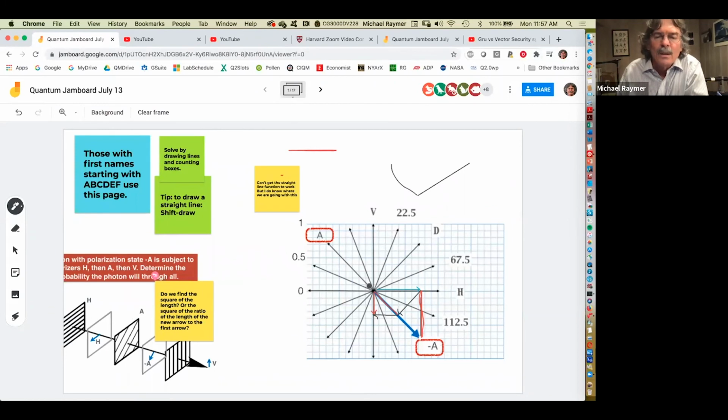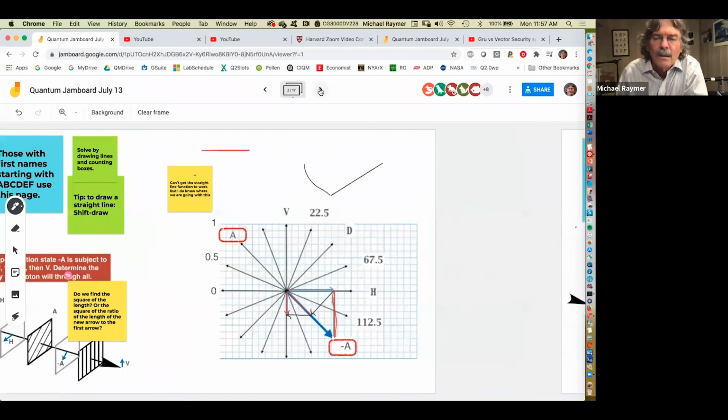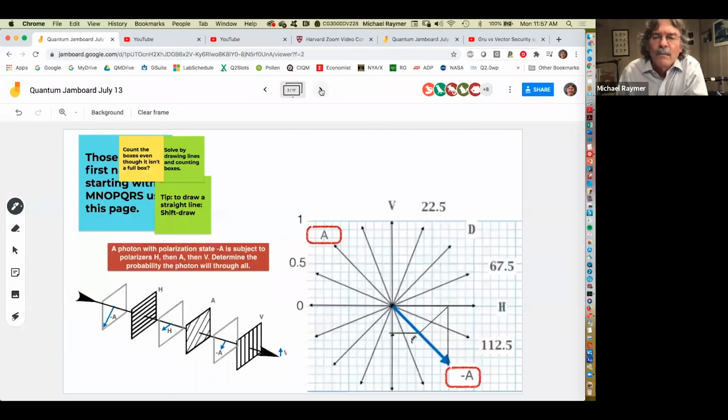Okay, on page 1, we have good drawings, but we don't have a calculation yet. So you need to measure the length of the arrow on the V axis and then square it to get the probability. Page 3, that's not correct. The length of the final V vector is, I'm going to draw an arrow here. There's the final V vector. Its length is something between 0 and 1. So if I square it, I could not get a number bigger than 1.